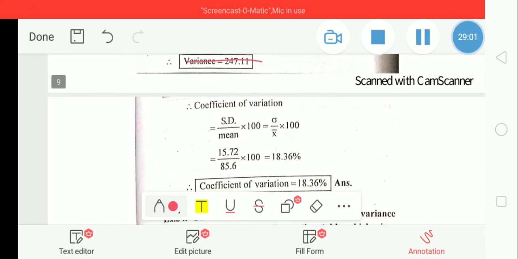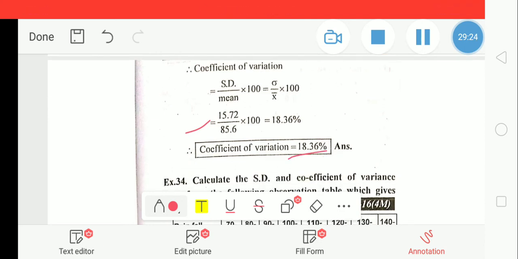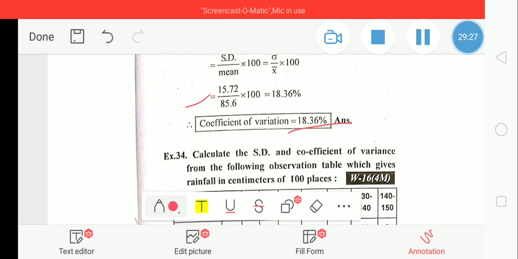Now coefficient of variance is standard deviation divided by mean multiplied by 100, that is sigma divided by x bar multiplied by 100, so 15.72 divided by 85.6 multiplied by 100, so 18.36%. Coefficient of variance is 18.36.